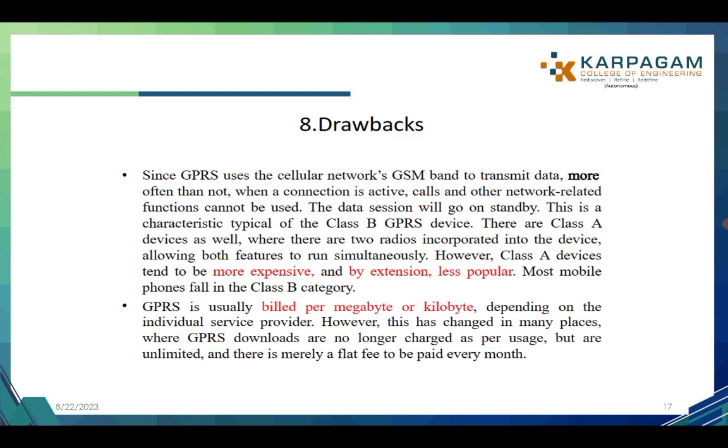So what are the drawbacks of GPRS? Since GPRS uses the cellular network GSM band to transmit data, more often than not, when a connection is active, calls and other network related functions cannot be used. The data sessions will go on standby. This is a characteristic typical of a Class B GPRS device. There are Class A devices as well, where two radios are incorporated into the device, allowing both features to run simultaneously. However, Class A devices tend to be more expensive and by extension less popular. Most mobile phones fall in the Class B category.